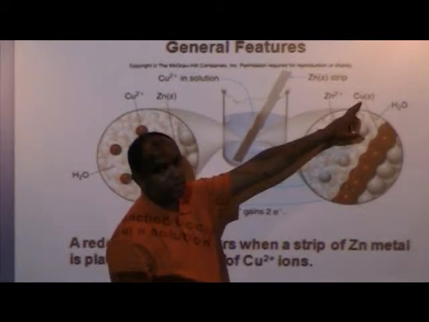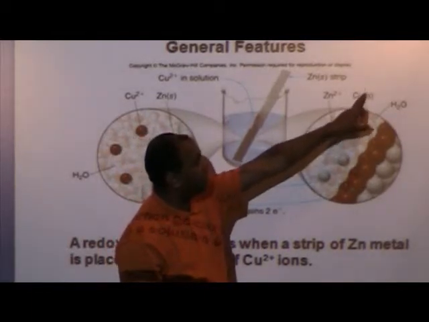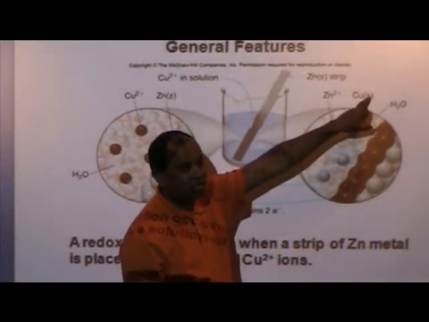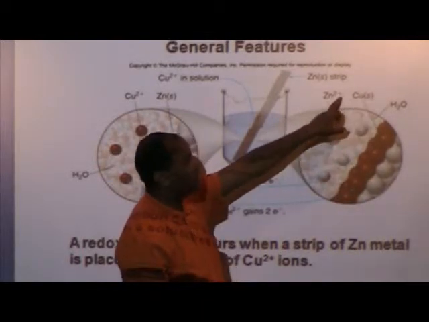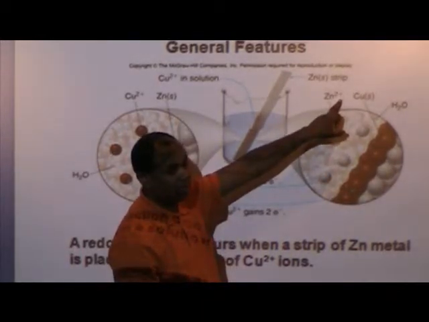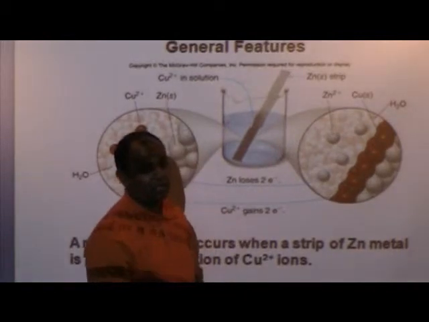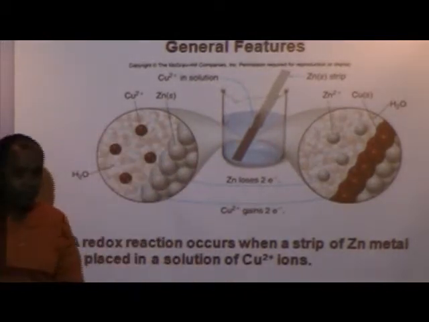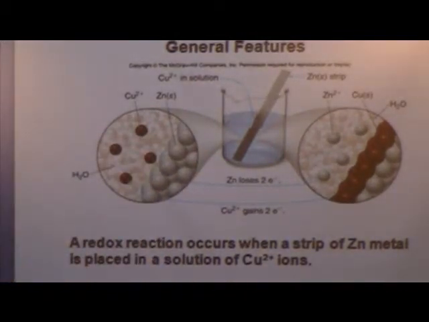So that means the copper is going to be free, meaning its charge is 0. Look here, there's no charge here, but the zinc got a charge here. What is happening? A redox reaction. I understand that part, but I don't understand how +2 to 0 works.